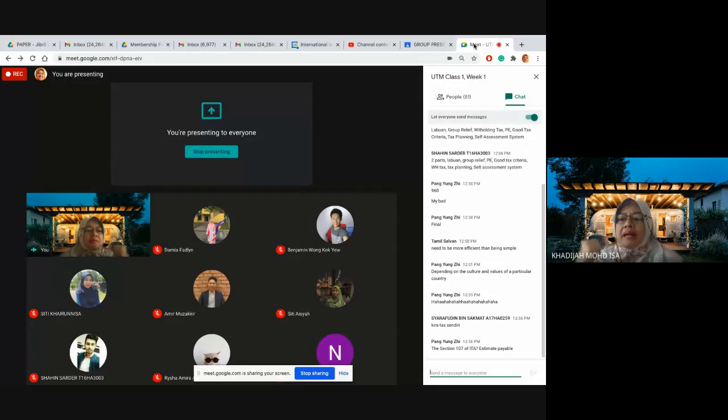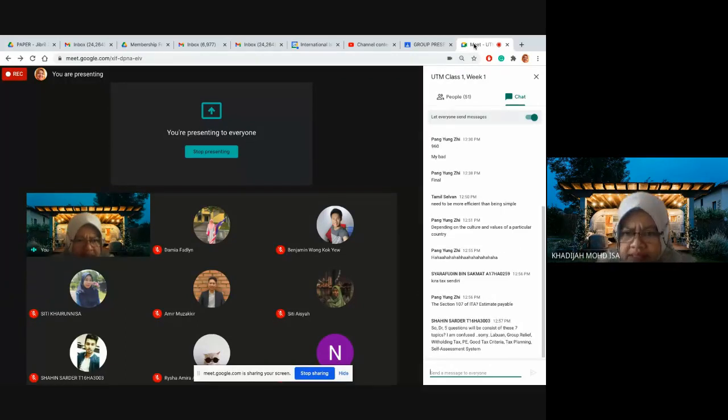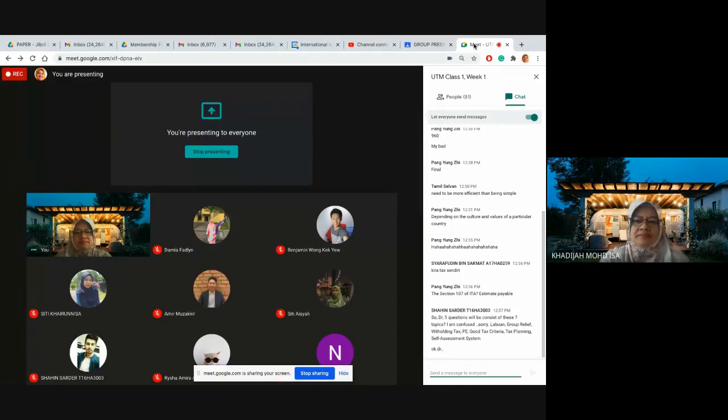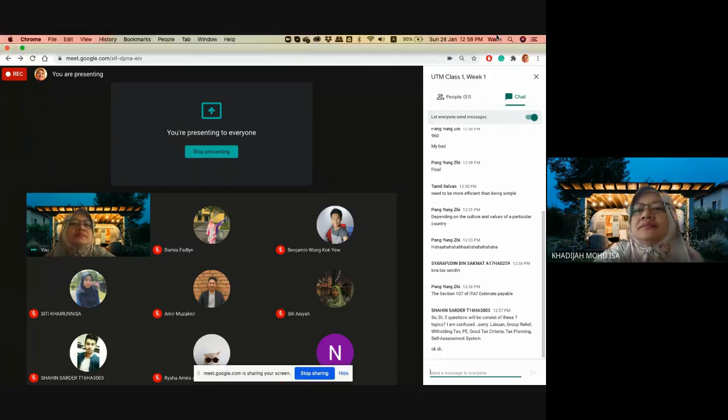Okay. Pang cakap section 107 income estimate of payable. No, Shaheen. All that I have covered here is for the 5 questions, will be considered of this 7. Betul. I'm confused. Sorry lah, buat group reader. Betul lah. So all these that I have discussed today is all question number 1, 2, 3, 4, 5. Okay, Shaheen? Okay. Right. So that's all. Habis dah.